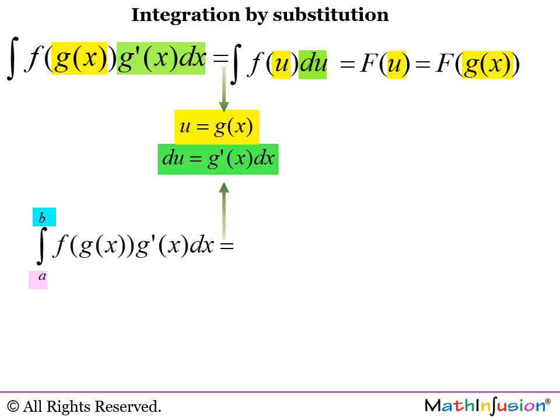So, if you look at a and b, those are limits of x. Why are those limits of x? Because this is an integral in x. So I have to translate, using u equals g of x, to the new limits of integration in u.